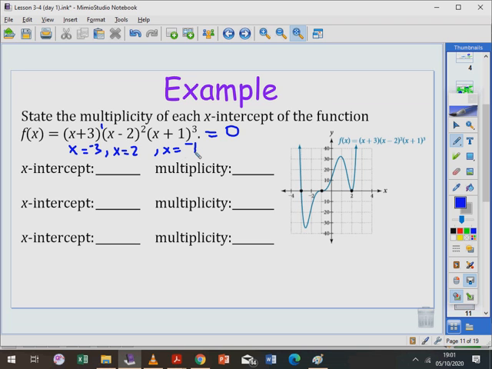So the first x-intercept is -3. Its multiplicity is 1 because the factor x plus 3 appears only once in the factored form. It has a degree of 1, that's why its multiplicity is 1. The second x-intercept is +2, its multiplicity is 2. The third one is -1, and its multiplicity is 3.